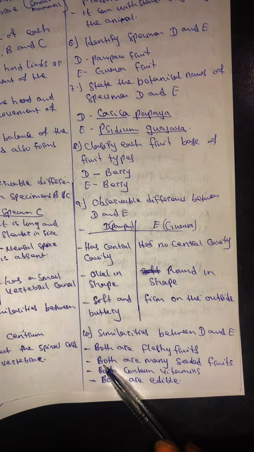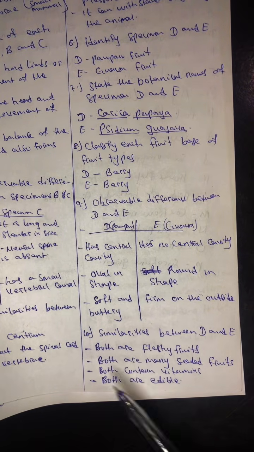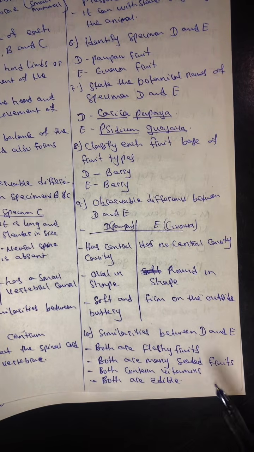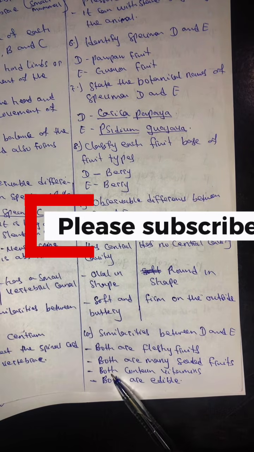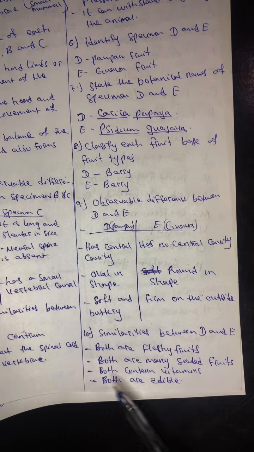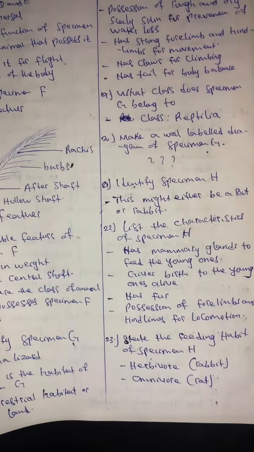Next, both are many seeded fruits. Both of them have many seeds in them. Both contain vitamins, any form of vitamins you may imagine, but specifically vitamin C anyways. But just say both contain vitamins. Both are edible. Of course, both of them are edible.